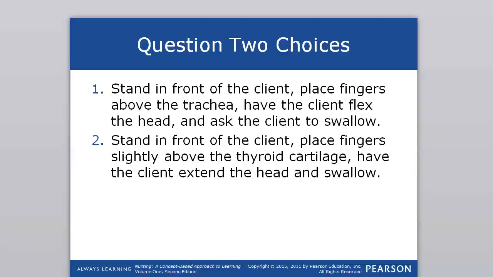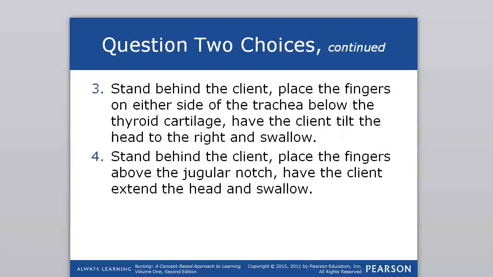Number 2, stand in front of the client, place fingers slightly above the thyroid cartilage, and have the client extend the head and swallow. Number 3, stand behind the client, place the fingers on either side of the trachea below the thyroid cartilage, and have the patient tilt the head to the right and swallow. And number 4, stand behind the client, place the fingers above the jugular notch, and have the client extend the head and swallow.